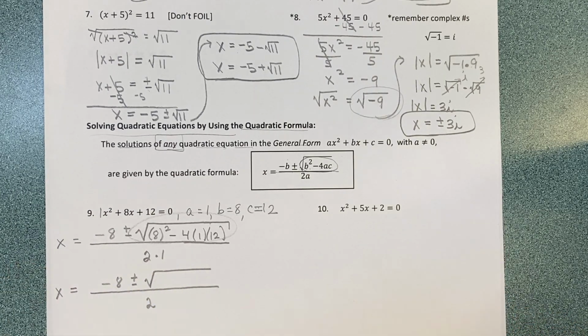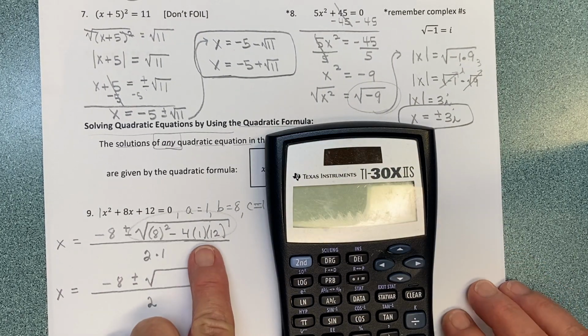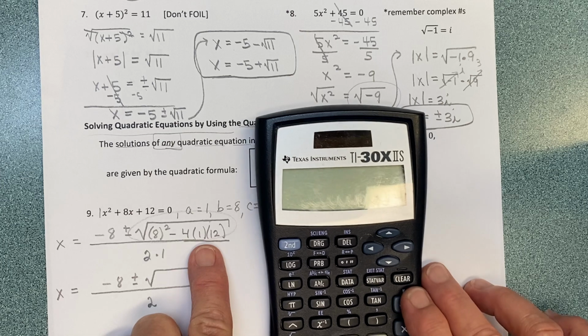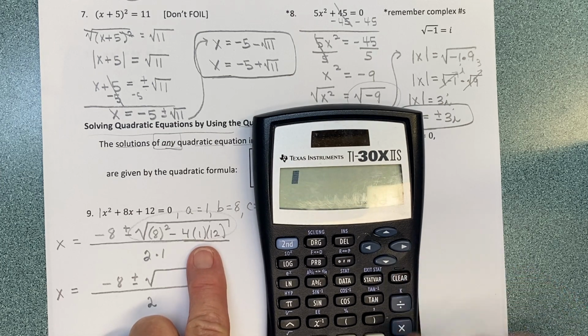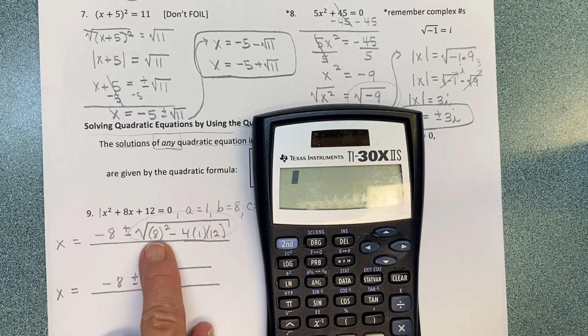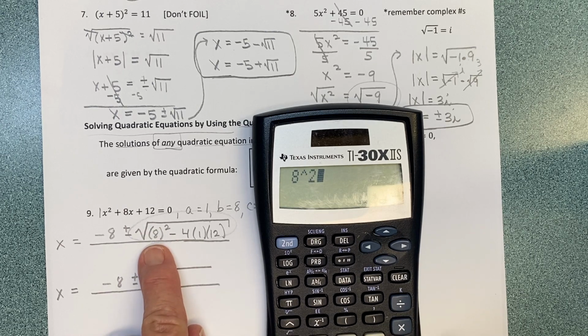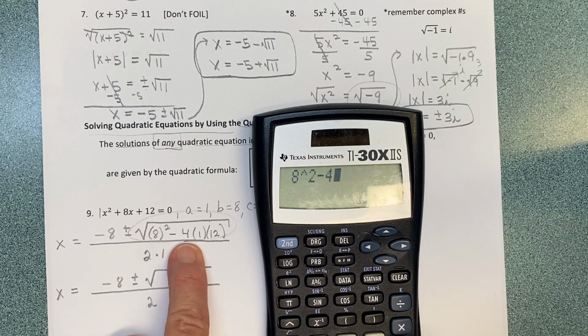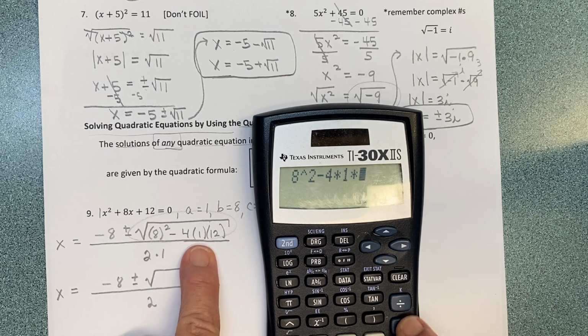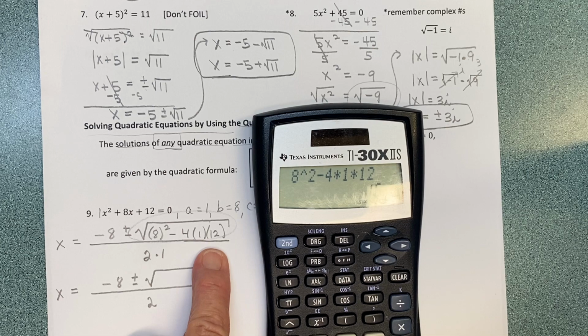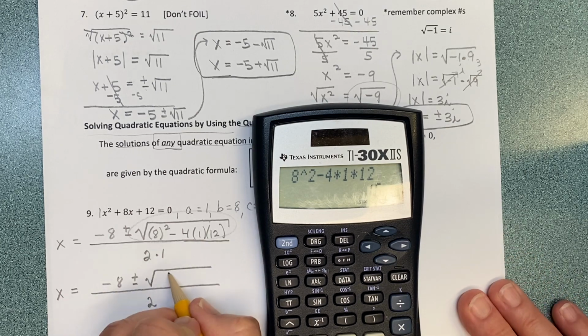I encourage you to go straight to your calculator and just input this the way you see it, except for the parentheses, I'd use multiplication. So I would make sure and use parentheses, especially if you have a negative number here. If you don't, you can just do 8 squared. And then minus, and I would do 4 times 1 times 12. That gives 16.